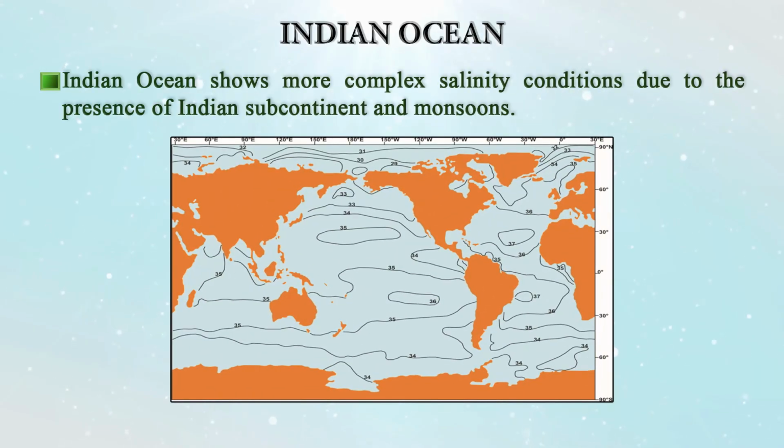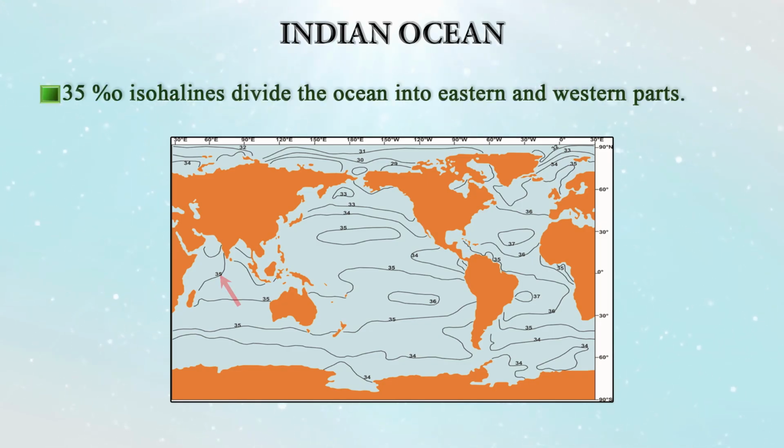Now coming to the salinity in the Indian Ocean. The Indian Ocean shows more complex salinity conditions due to the presence of the Indian subcontinent and the monsoons, and you can see in the map that the 35 per thousand isohaline divides the ocean into western and eastern parts. This is one unique feature you can see very clearly in this map, that below the Indian peninsula, the 35 per thousand isohaline is just straight, connecting there, and it is dividing the Indian Ocean into two parts, the western and eastern part.